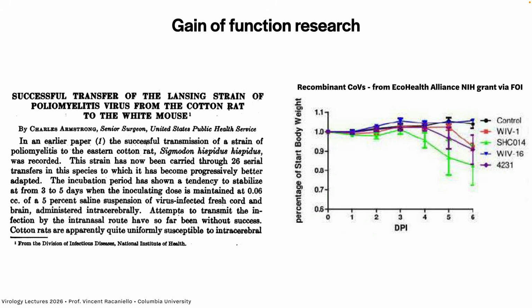And this is a growth curve of some of these recombinant viruses in mice. What we're looking at is body weight loss on the y-axis with day post-infection. And you can see the control virus doesn't really cause weight loss, but some of these recombinants did. So they have increased pathogenicity. So this grant was never funded.